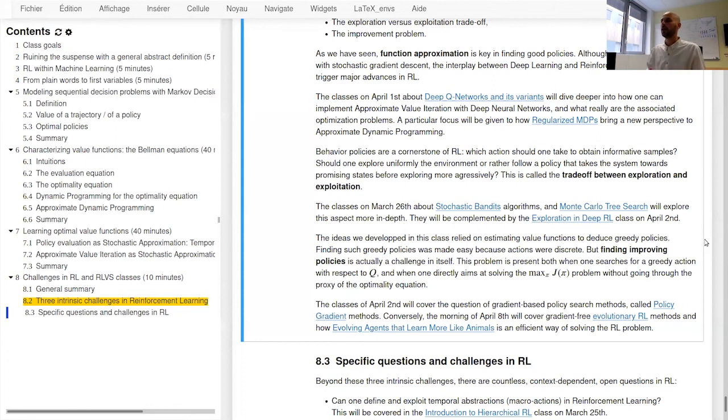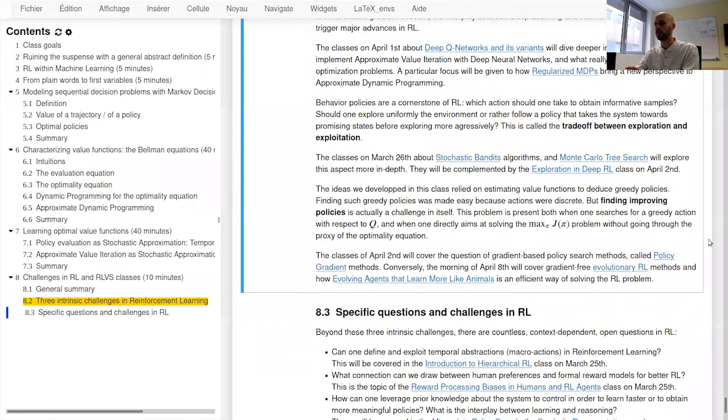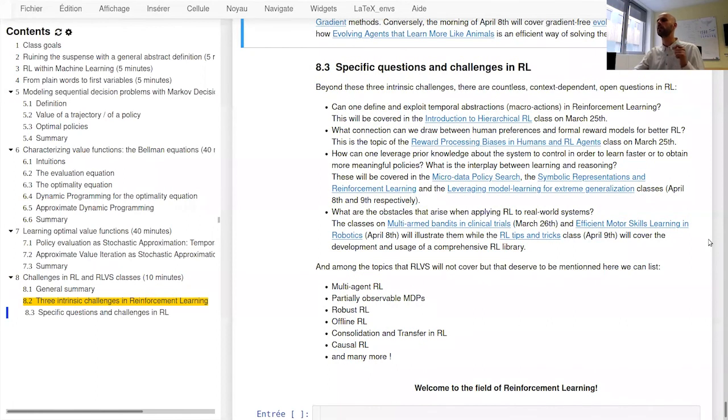Conversely, the morning of April 8th will cover gradient-free methods, mainly evolutionary reinforcement learning methods, and how evolving agents can learn more like animals and biological processes, and how this is an efficient way of solving the reinforcement learning problem. So I hope you can see that these three key challenges have been fundamental in structuring how RLVS is organized, and how the classes and days follow a specific challenge and question every time. Let's now take a look at other specific questions and challenges in reinforcement learning.